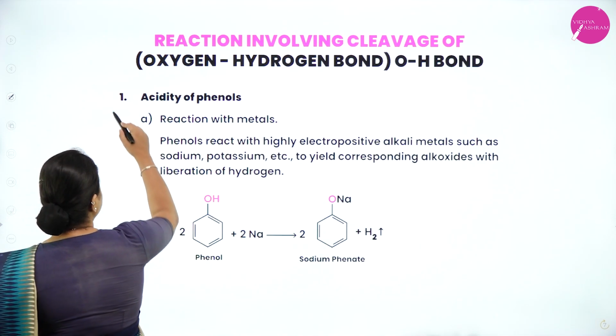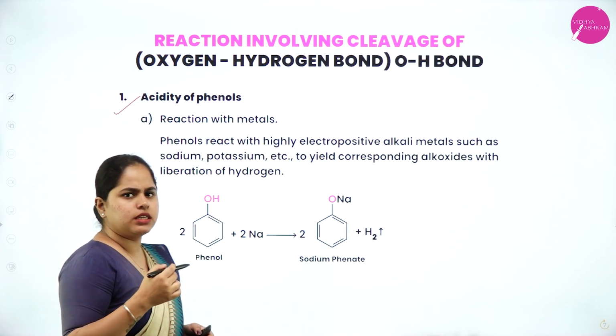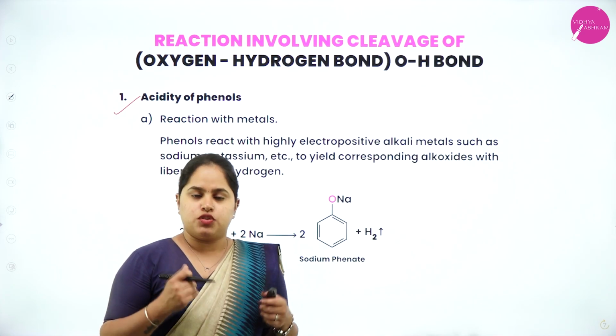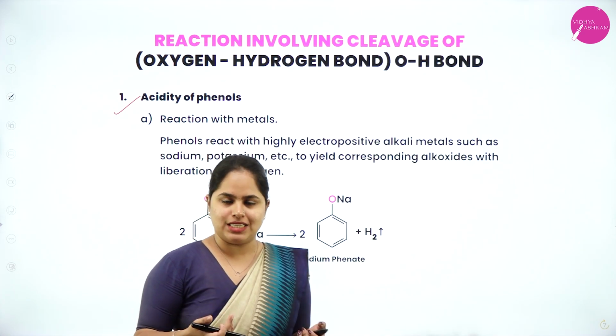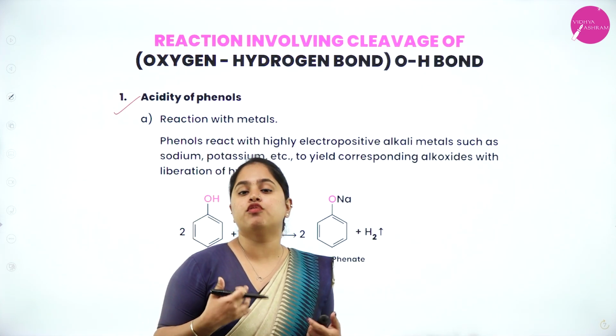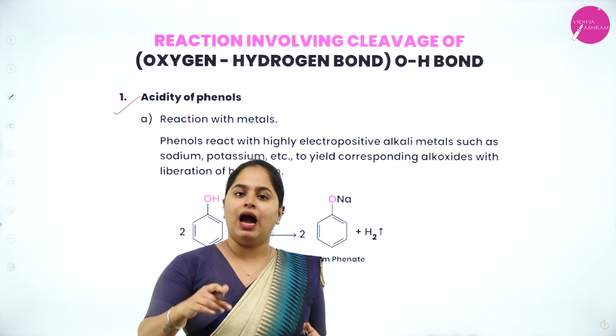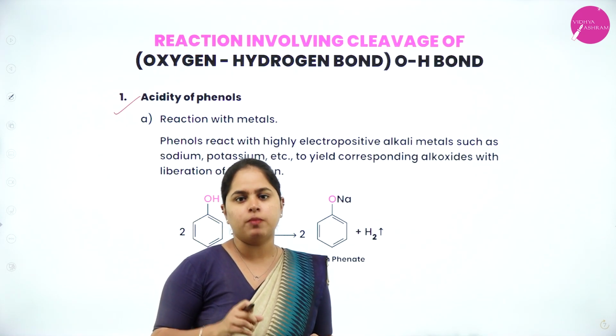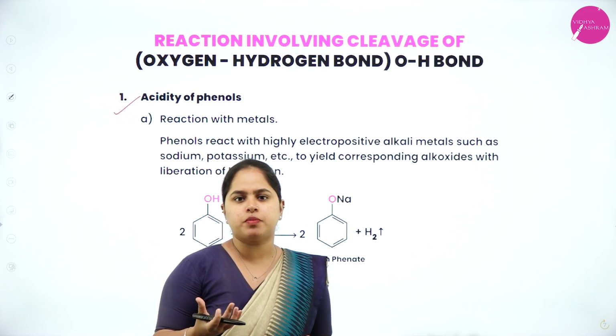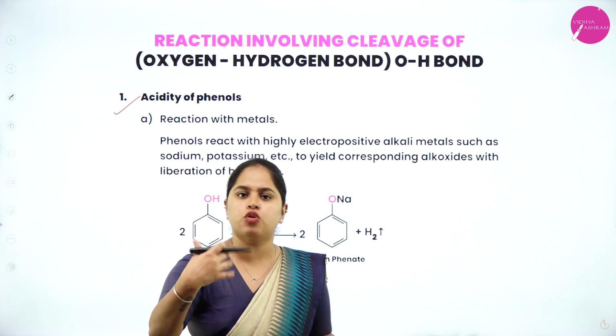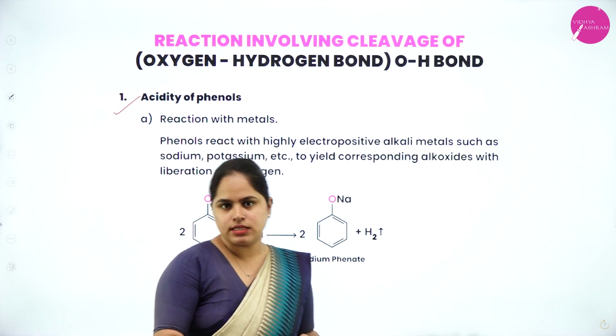The first one is acidity of phenols. Acidity of alcohols also we have studied. In the same way, phenols are also acidic in nature because they are able to form the phenoxide ion and release an H plus. If it is able to release H plus, it is a Bronsted acid, able to donate H plus ions, hence it is acidic, right?